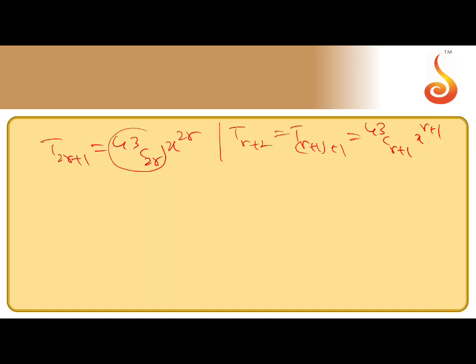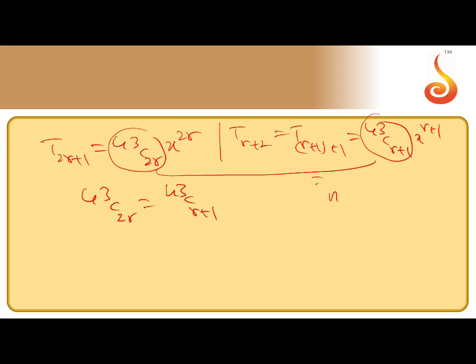So T(2r+1) is 43C2r x power 2r. T(r+2) means T(r+1+1), that is 43C(r+1) x power (r+1). So now what is given: the coefficients are equal. This value equals this value. Both the values are equal. So they are given 43C2r equals 43C(r+1).